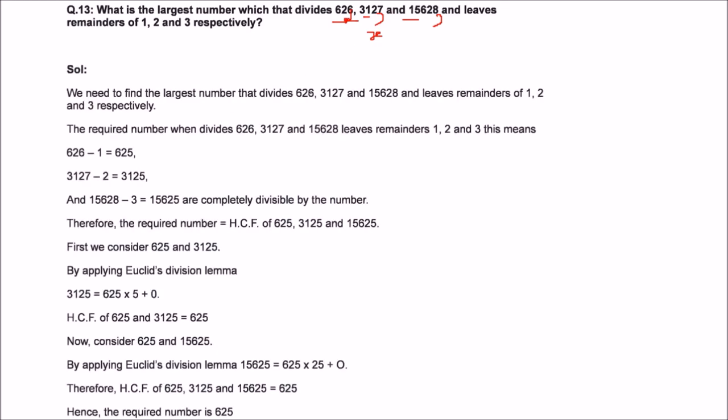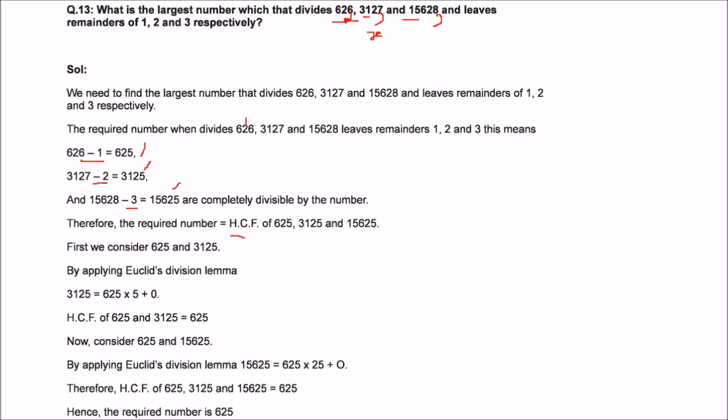What is the largest number which divides these? Three numbers are there and the remainders are 1, 2, 3. So the same strategy we'll employ. We have to find a number x so that it divides 626 minus 1, 3127 minus 2, and 15628 minus 3. So this x has to be the HCF of these three numbers. When we subtract the remainders from these numbers, we have to find a common number which divides all these three, and that will only be the HCF. So we need to find out the HCF.